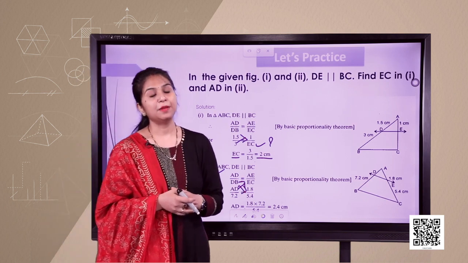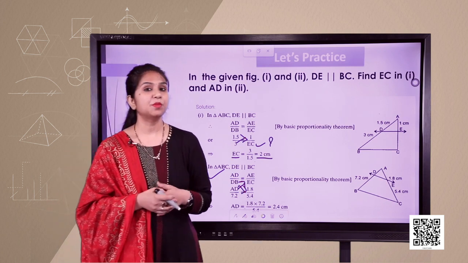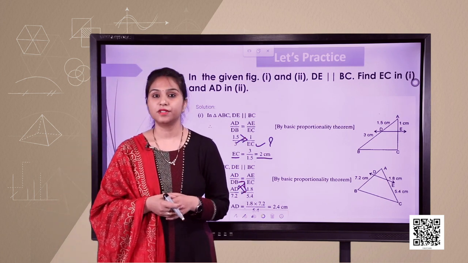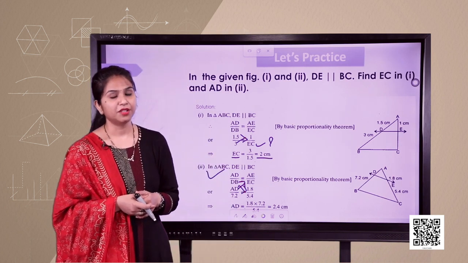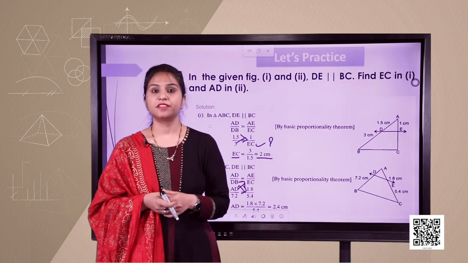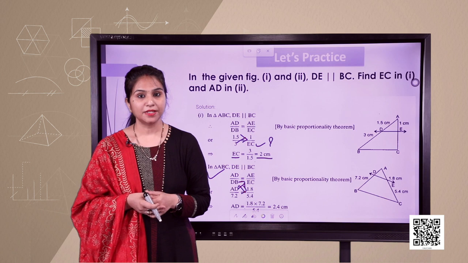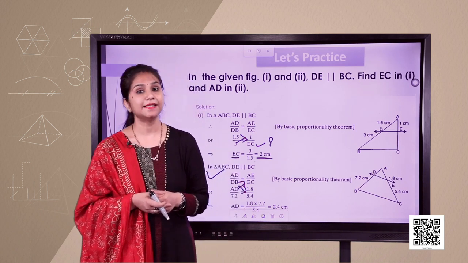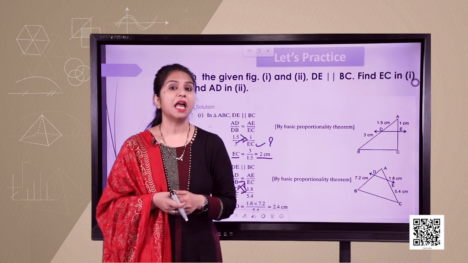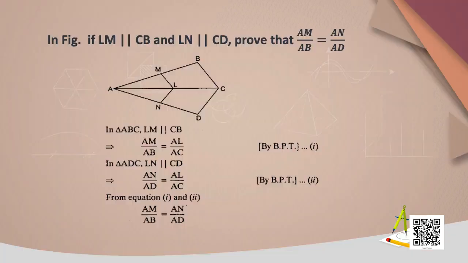So children, with the help of these 2 examples, you have seen how to use the basic proportionality theorem or the converse of the basic proportionality theorem. Now after this, children, we are going to discuss 3 very important theorems of this particular chapter. One is the AAA similarity criteria, then the SSS similarity criteria, and the last one is the SAS similarity criteria. So let's practice one more example now.